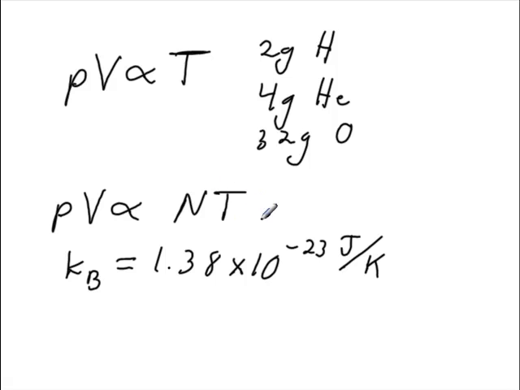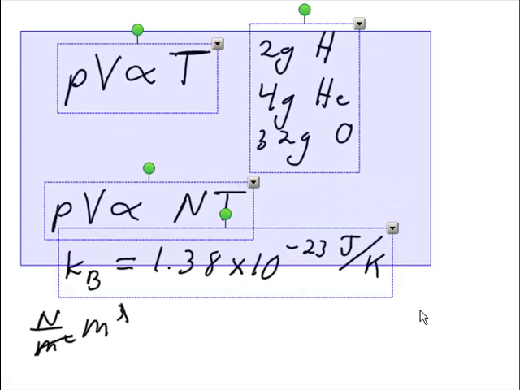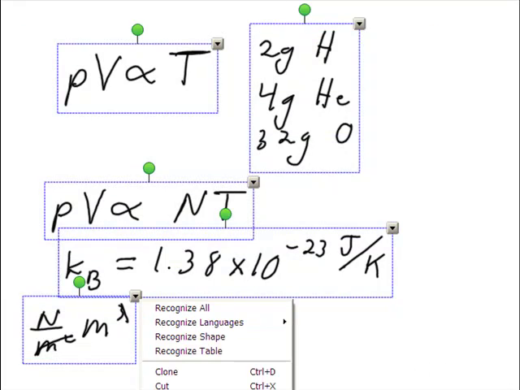Notice temperature would be measured in kelvins. Number of molecules is unitless, so kelvins would cancel. I'd be left with joules. Pressure times volume is a unit of work. Pressure is newtons per meter squared. Volume is meters cubed. Cubed cancels with the squared, leaving just a meter. I've got a newton meter. It's a joule.